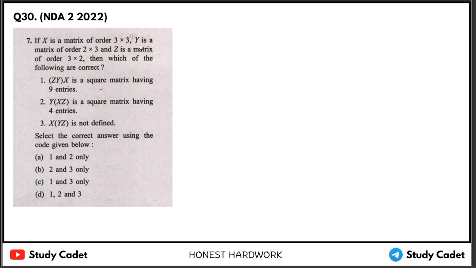X is a matrix of 3 cross 3, Y is 2 cross 3, Z is having 9 entries. It is very simple. X is 3 cross 3, Y is 2 cross 3, and Z is 3 cross 2. So ZYX, ZY, Z and Y, ZY will be 3 cross 3, right? X 3 cross 3, so it will have 9 entries, right?